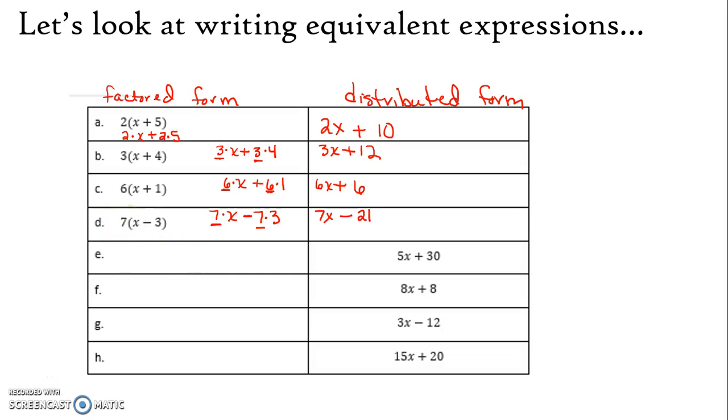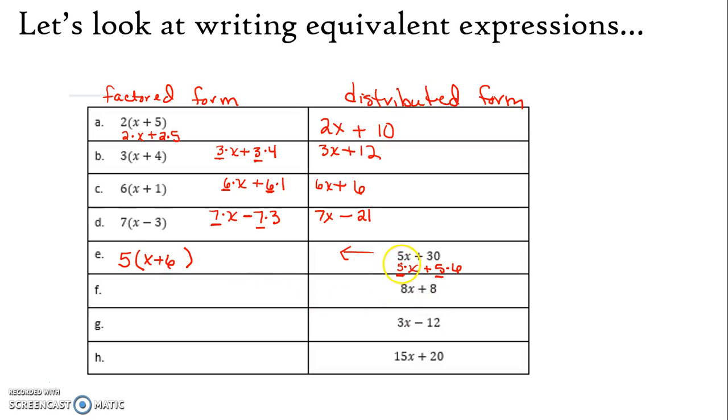So now if I give you the distributed form and ask you to go backwards, you look at this form that you're given. The state test might ask you to factor it, undo that distributive property. In order to do that, you say, okay, 5x is the same as 5 times x, plus 30 is the same as 5 times 6. Then hopefully you can see you have that common factor of 5 that would get written in front of the parentheses. What would you be left with? x plus 6.